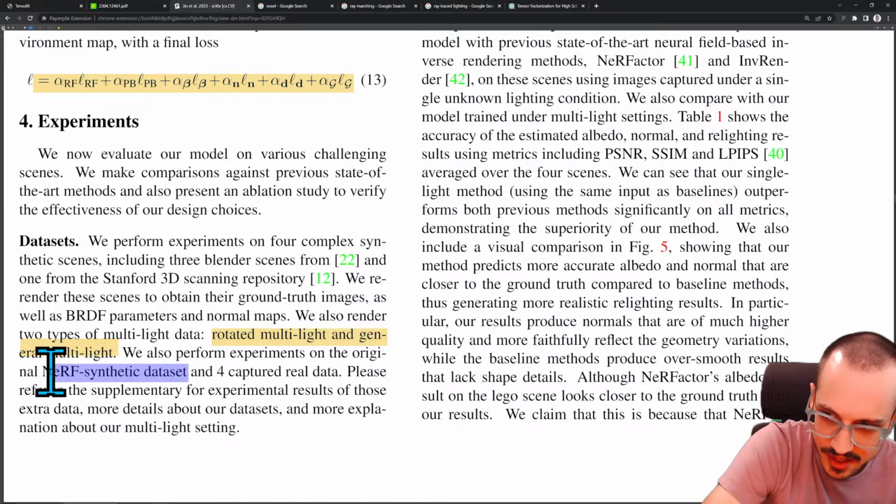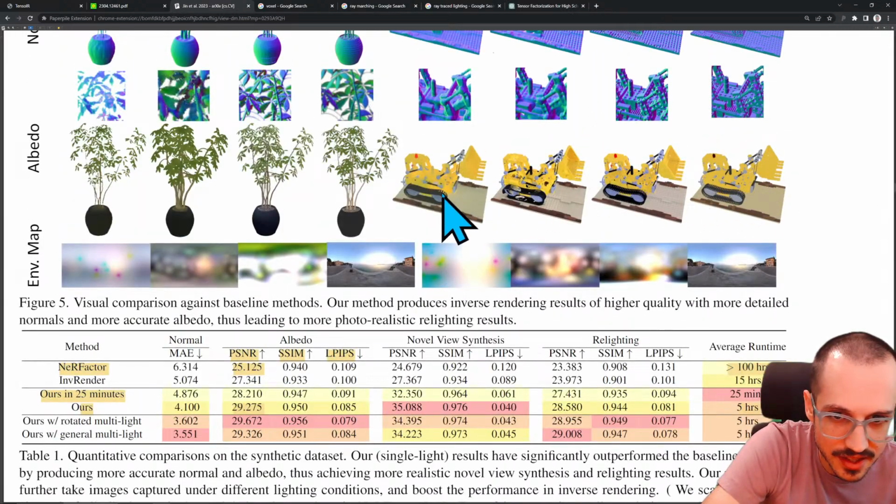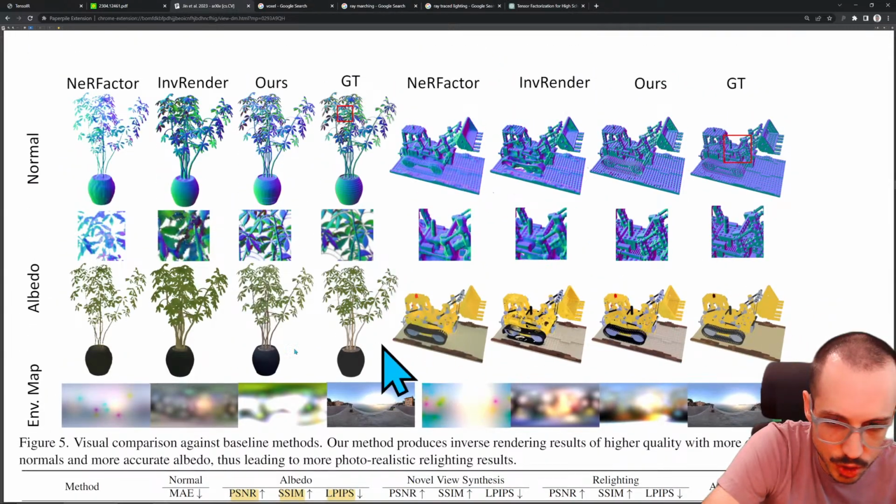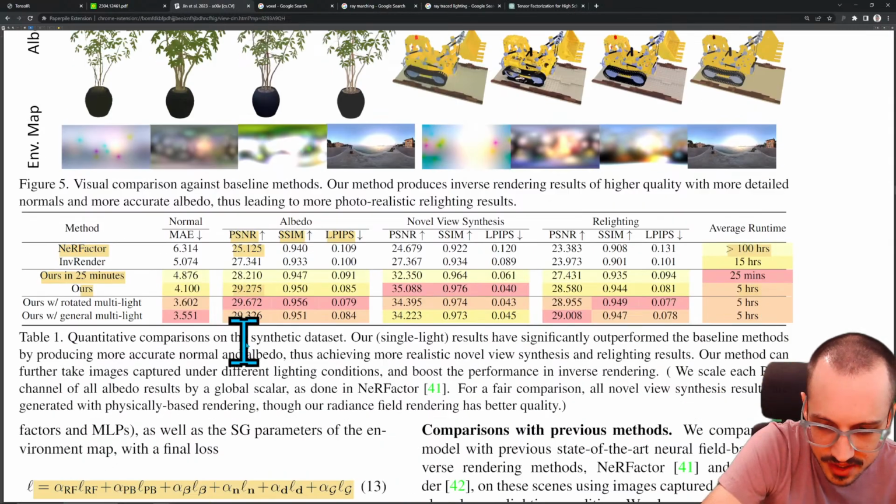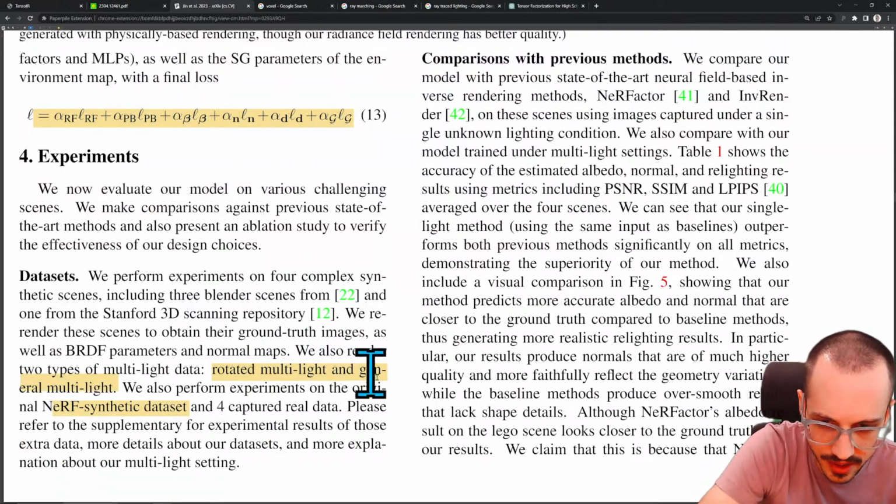This is good. I like this. I like the fact that the NERF community has kind of decided to use this Lego truck and this ficus tree. Like they've decided that, hey, that's the benchmark. Let's do it on that.